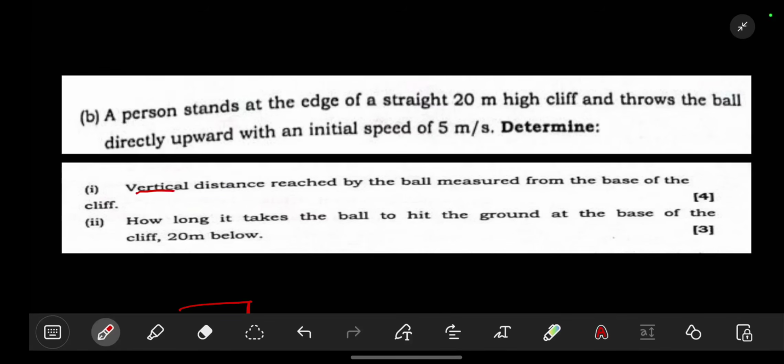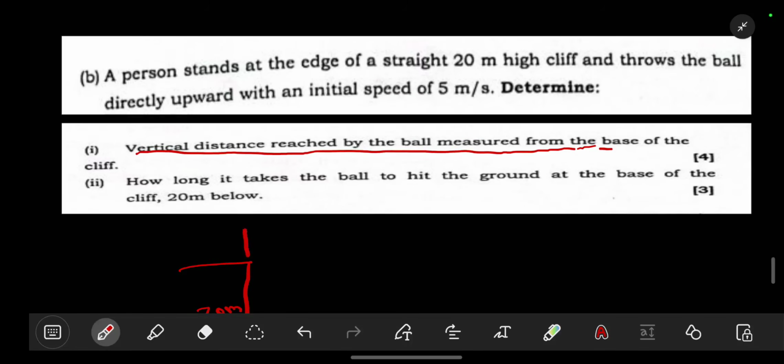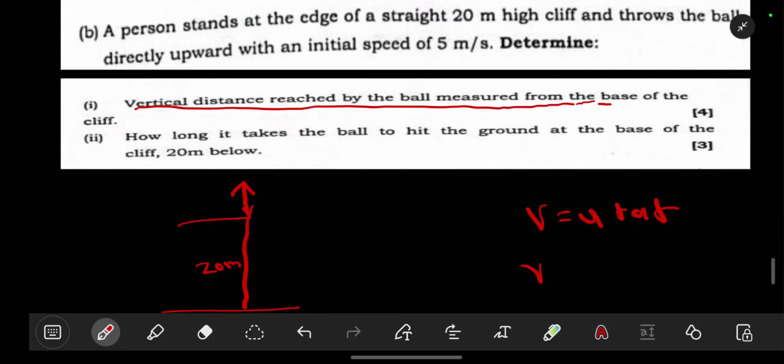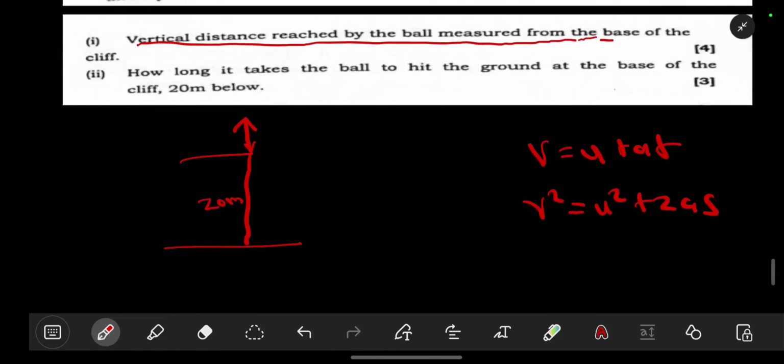Then we are asked the vertical distance reached by the ball measured from the base of the cliff. First, we need to find how high it rose from the cliff. We have the kinematic equations: V is equal to U plus AT, then V squared is equal to U squared plus 2AS, and S is equal to UT plus half AT squared.